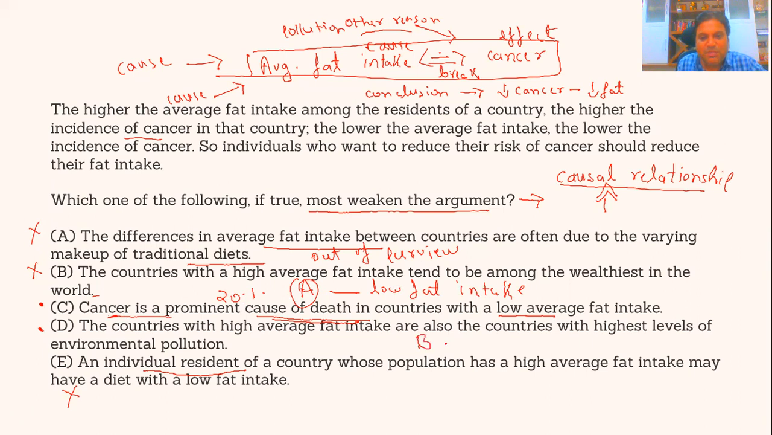So suppose, let me take country B, where average fat intake is high. Here it was low, and here average fat intake is high. In those countries, nothing is being mentioned. So let me say that cancer is the prominent cause of death, and 40% of the deaths are because of cancer. Now, because this kind of information was not available, I cannot draw a comparison. It is quite possible, yes, that cancer is a prominent cause of death in a country with low average fat intake, but in the countries where average fat intake is higher, it is much more prominent and strong. So I don't know. That's why C is not the answer and D is the answer.